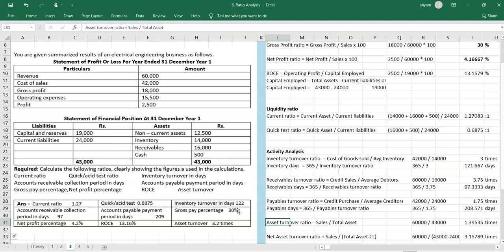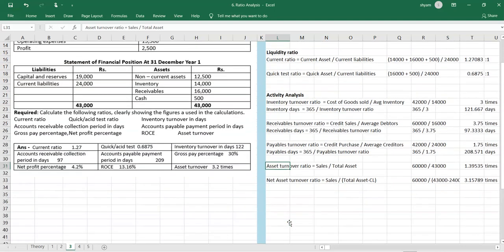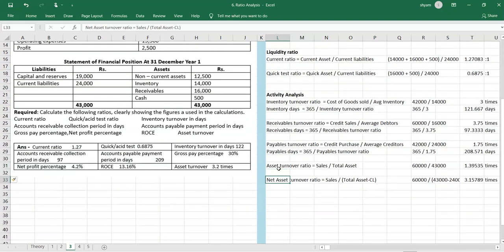Gross profit is 30%, net profit is 4.2%, ROC is 13.6%, and asset turnover is 3.2. See, for the asset turnover, they have to specify which asset turnover they want, whether it is the total asset turnover ratio or the net asset turnover ratio. Unless they specify it perfectly, we cannot give a right answer.